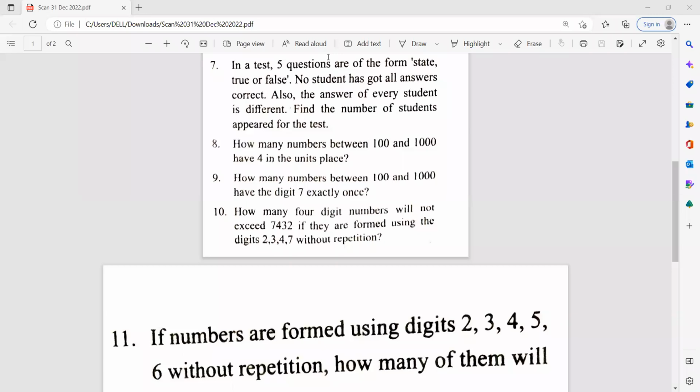Now, students, question number 7 is very similar to question number 6 that we just solved. I will not say it is exactly the same way, but it's quite similar. What is question number 7? It says, in a test, 5 questions are of the form state true or false. You have to state true or false. So there are 5 questions.